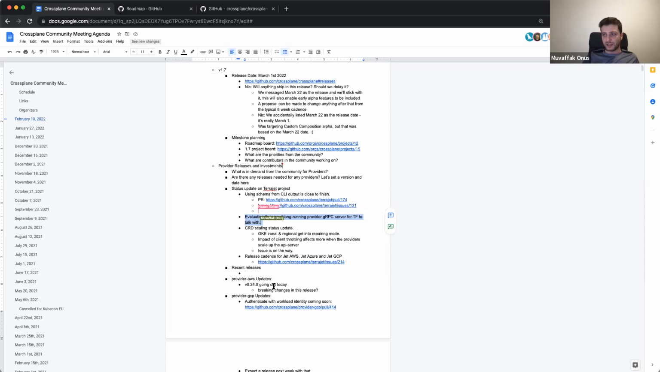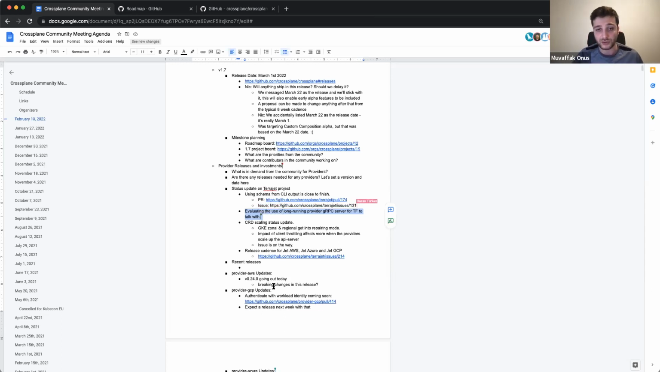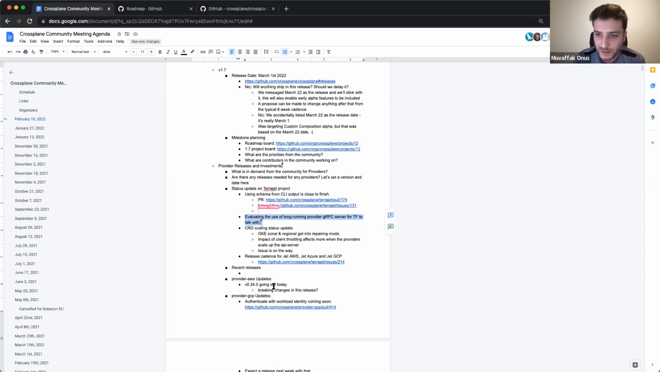But yeah, we've got the images ready, and we are right now testing whether it is actually worth doing, because it's not the production mode of Terraform. It's more of a development feature that is not documented.